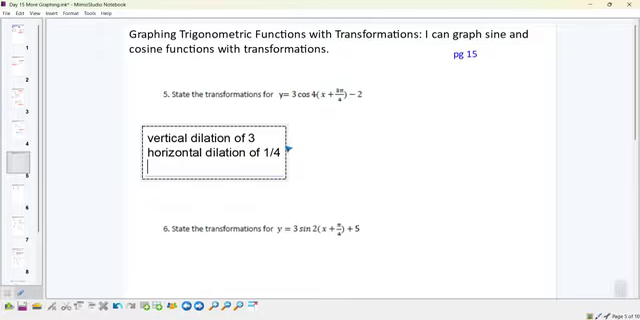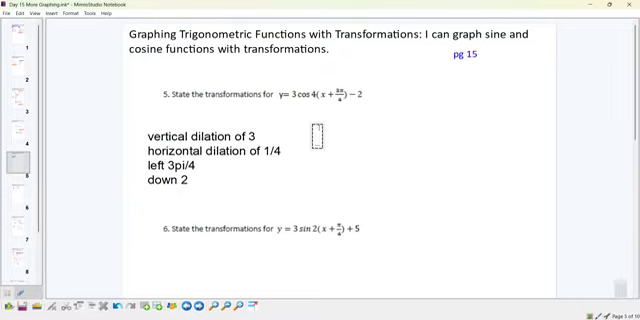plus 3 pi over 4 shifts the graph to the left 3 pi over 4, and the 2 at the end is down 2. So if I was going to translate those to sine and cosine words, I know this is not specifically in the question, but we can work on it now. That vertical dilation of 3 is an amplitude of 3. The 4, that horizontal dilation, gets you a new period.